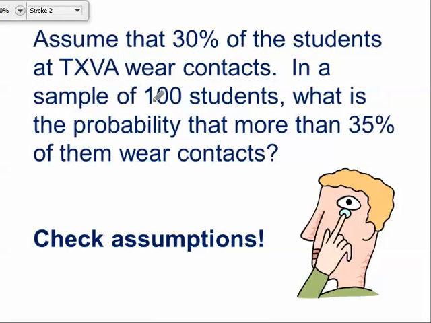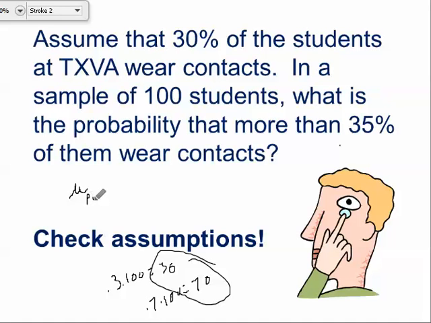Assume that 30% of the students at TXVA wear contacts. If we sampled 100 students, what is the probability that we'll get more than 35% of them wearing contacts? And they want us to check our assumptions here. Well, let's see here. 0.3 times 100 is going to be 30, and 0.7 times 100 is going to be 70, and so sample size is large enough. Okay? No problems there.